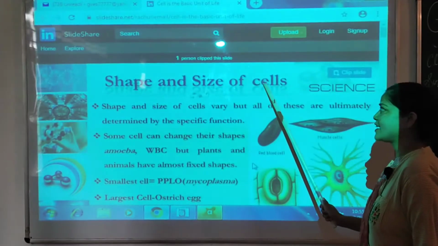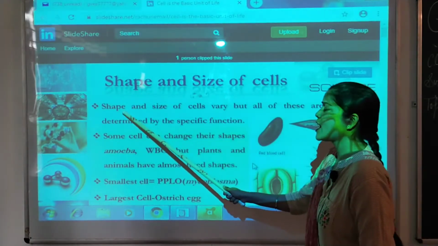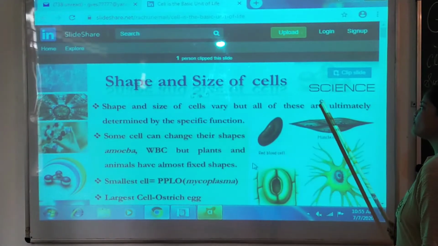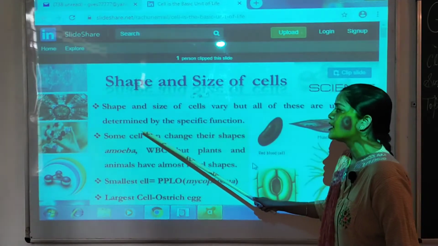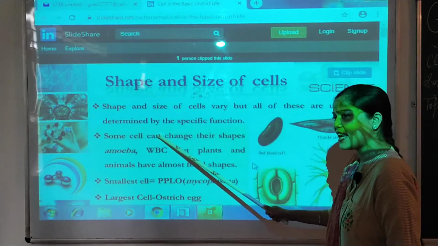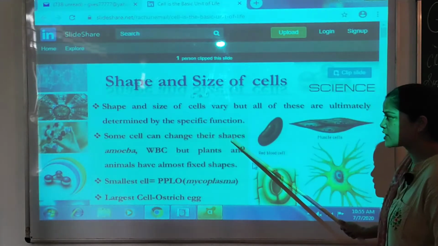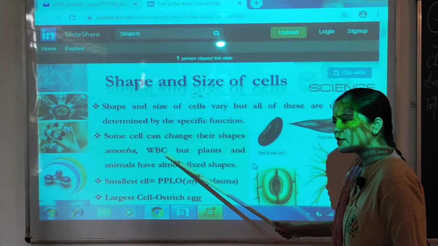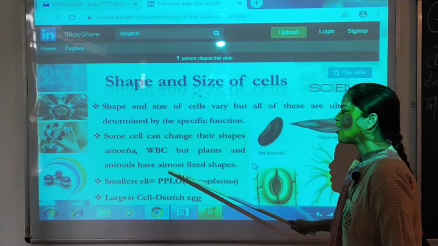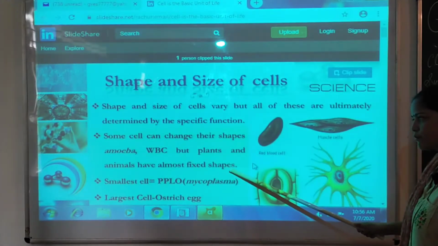Shape and size of cells. Shape and size of cells vary, but all of these are ultimately determined by the specific function. Some cells can change their shapes, like amoeba and WBC, white blood cells, but plants and animals have almost fixed shapes.